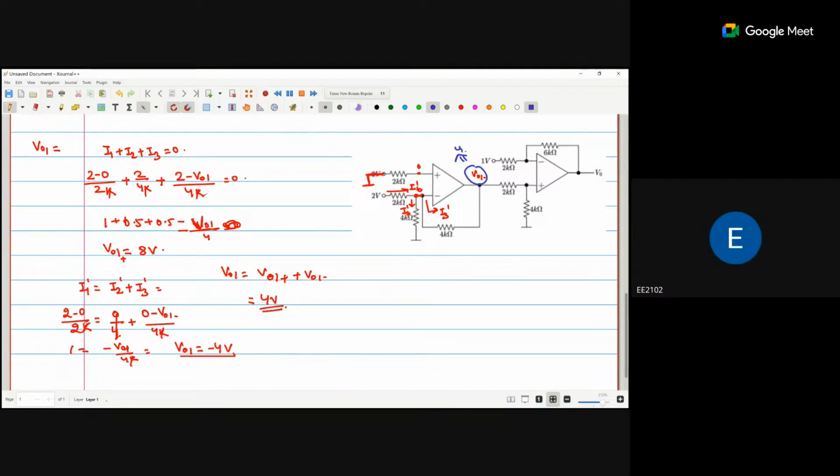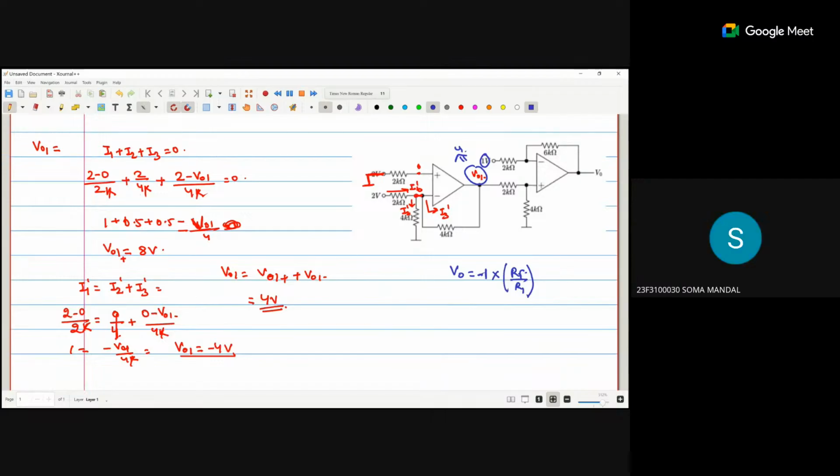Now this 4 volts is applied to this part. So 1 volt that is connected on the negative terminal. So V naught is 1 multiplied with RF by R1 with minus sign.